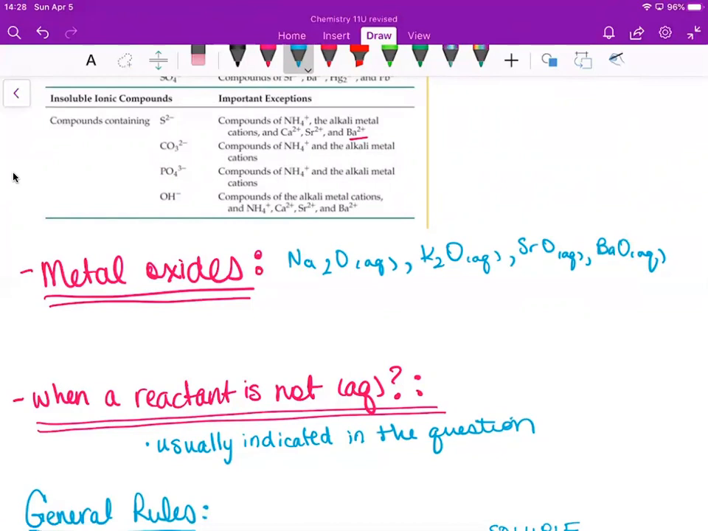The other question is, when can you deem a reactant not to be aqueous? It's usually going to be indicated in the question. It's either going to say something like solid calcium hydroxide or solid iron oxide, if you read the question. Other than that, if it's an ionic compound and it's reacting, you are going to assume that it is aqueous. Okay, so general rules.